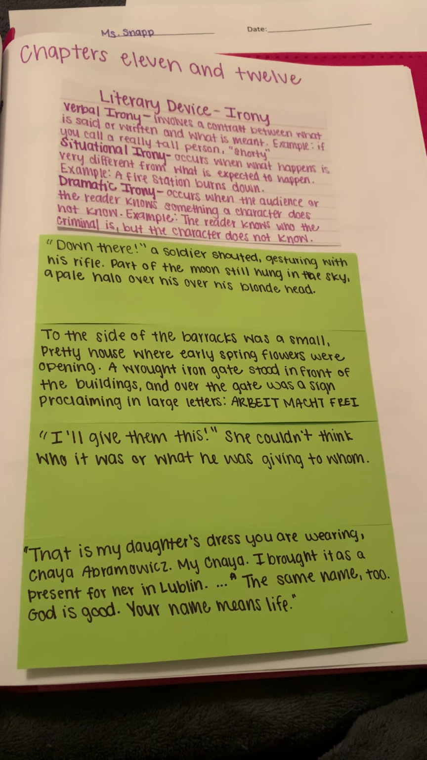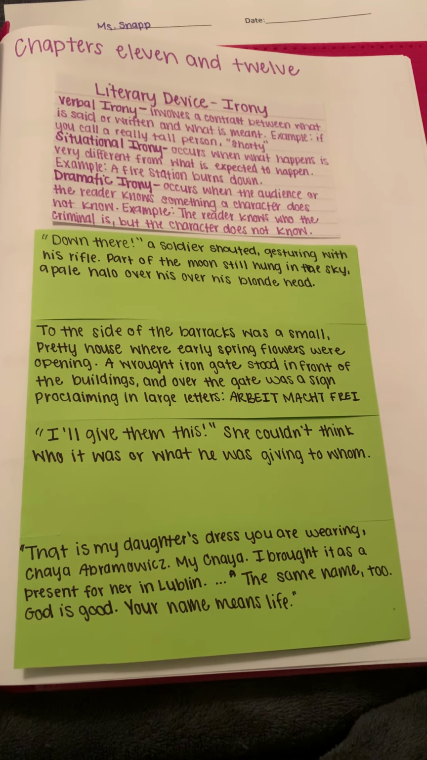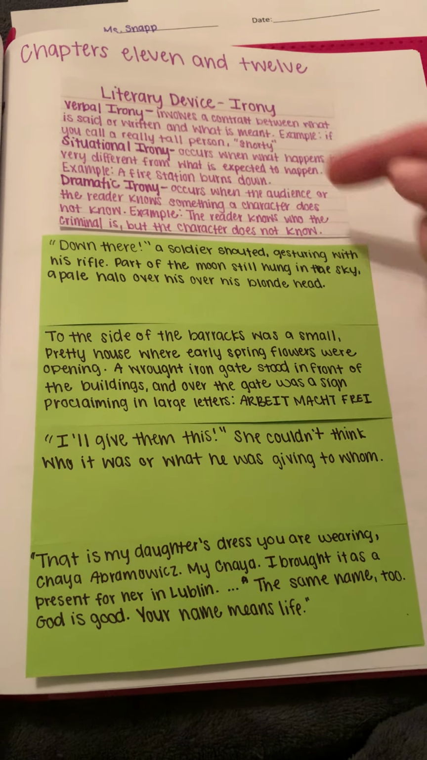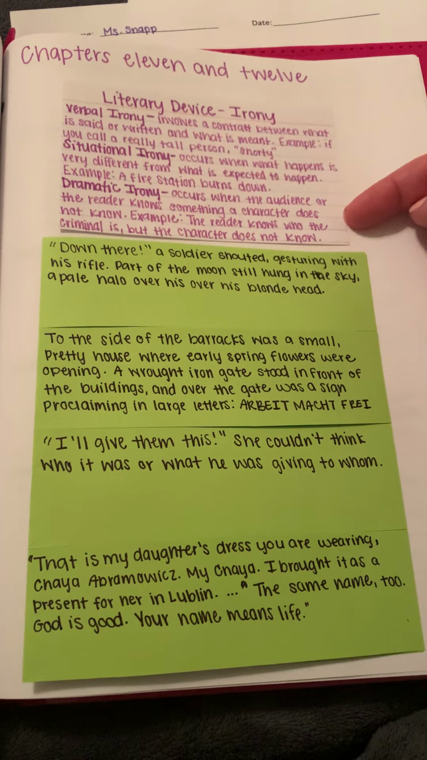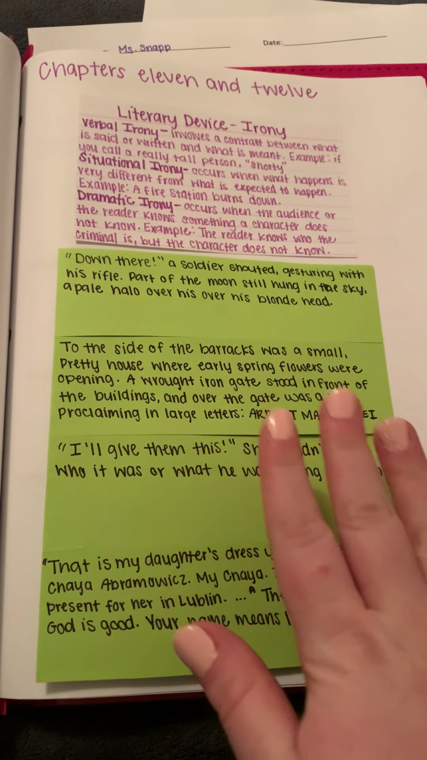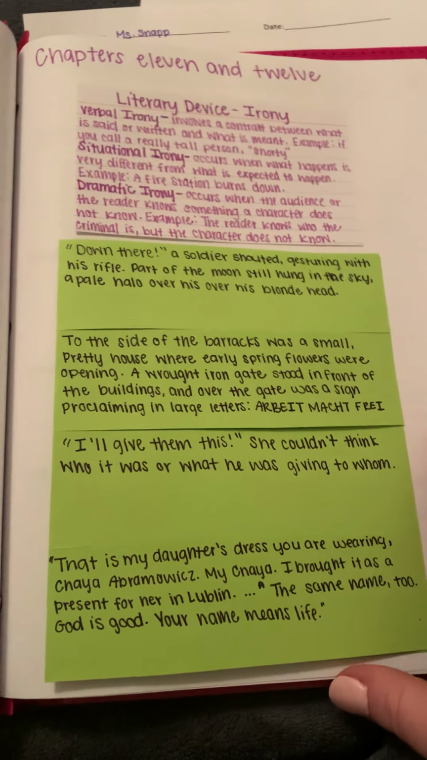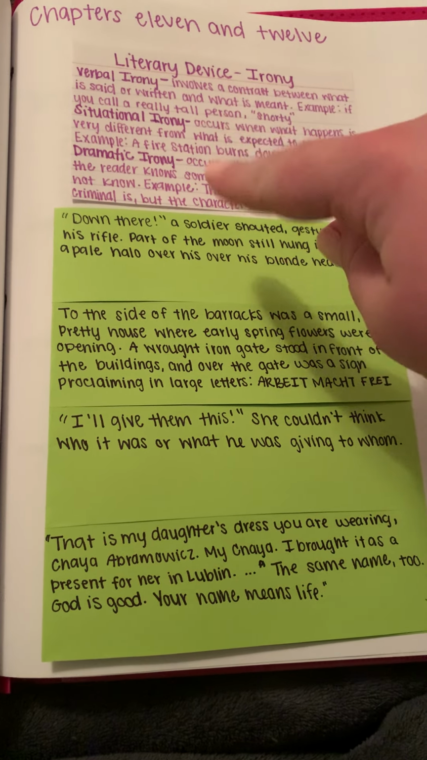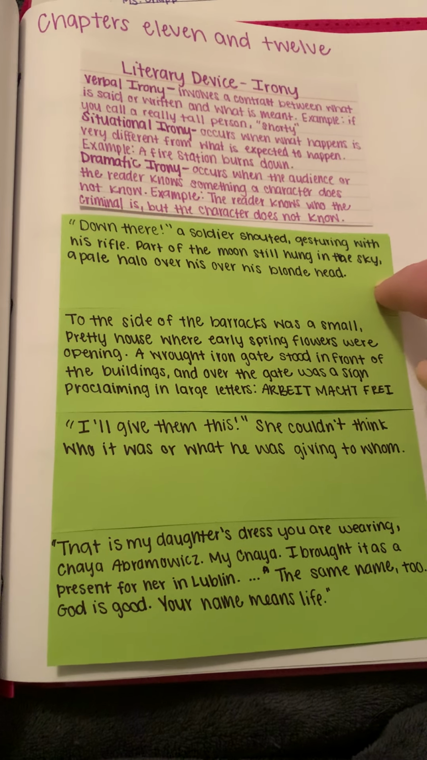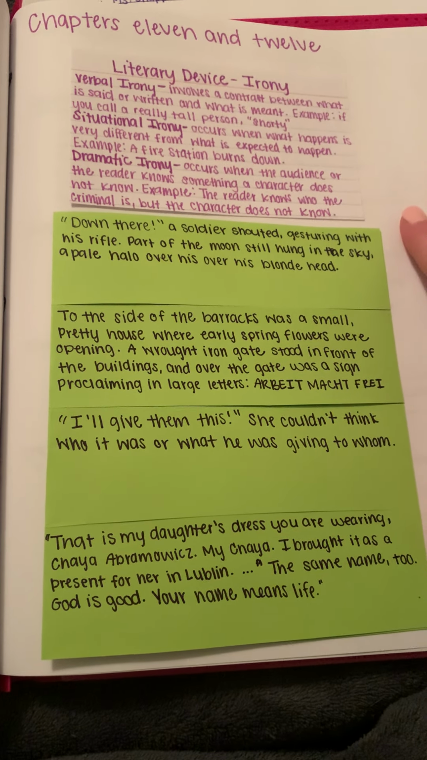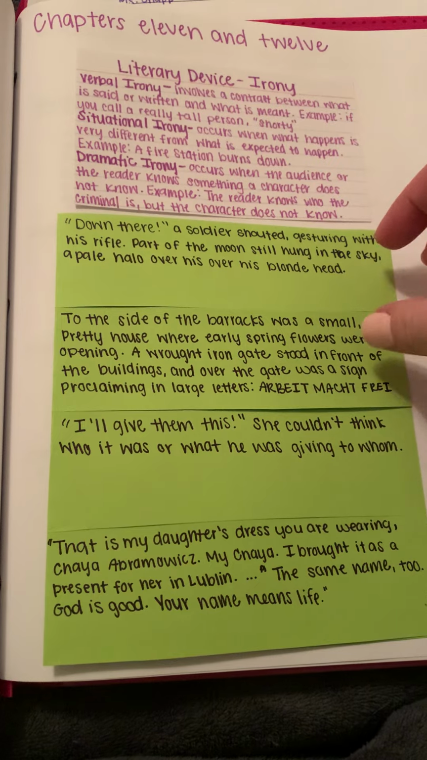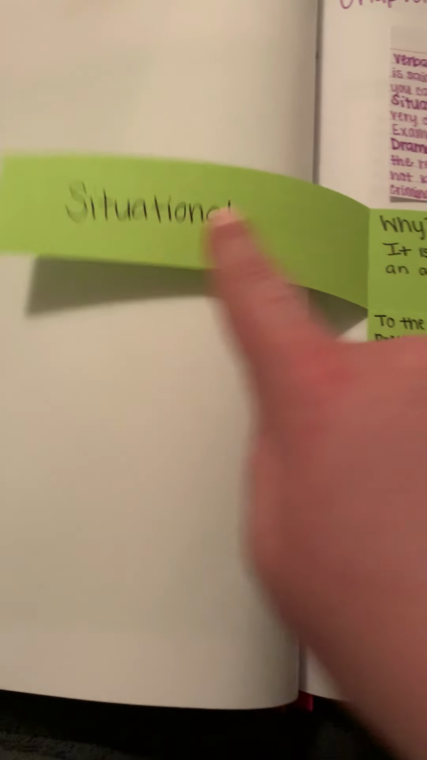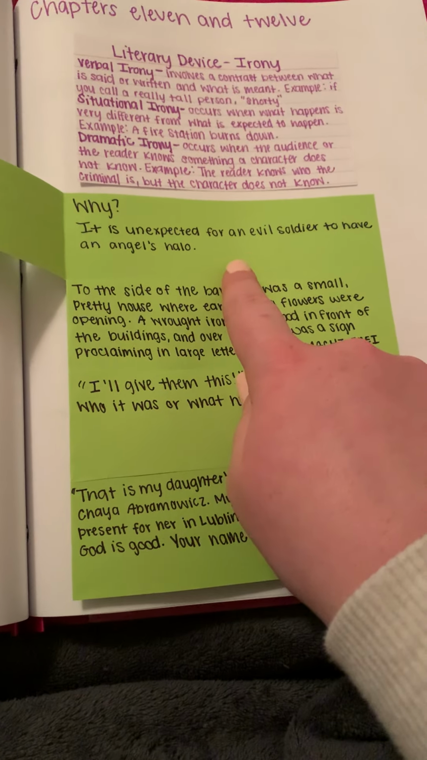For chapters 11 and 12, the literary device is irony. The 3 different types are listed, and it gives a reminder. And then for this little foldable, they will find 4 passages in chapters 11 and 12 where irony is used. And then on the inside, they will flip it over and tell which type it is and why it is that one.